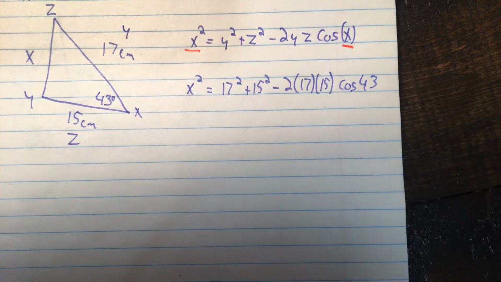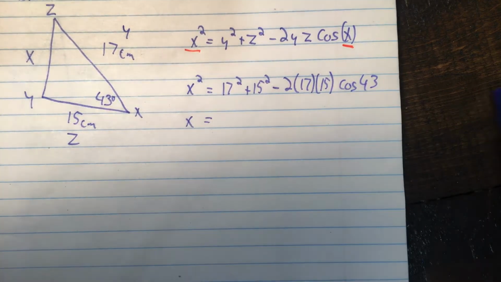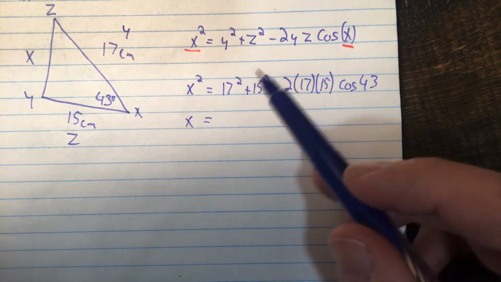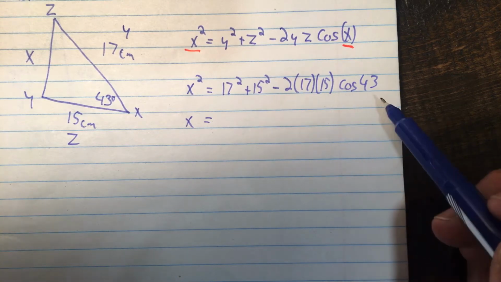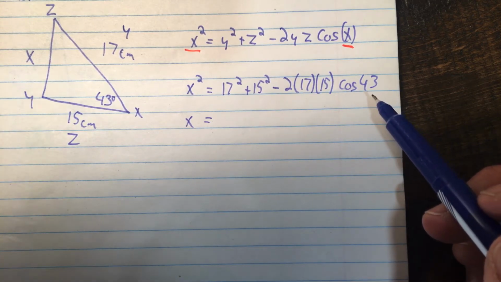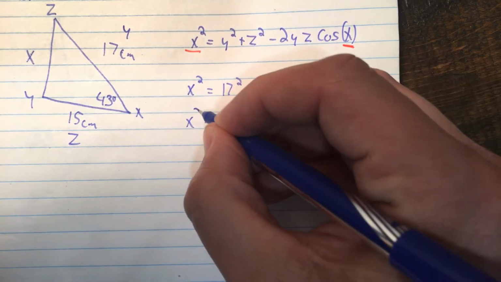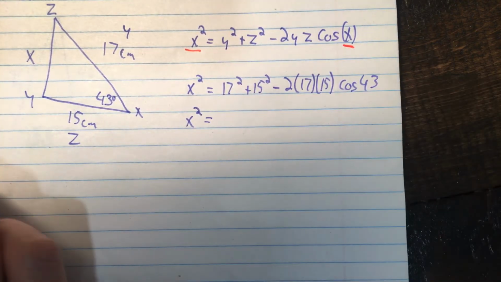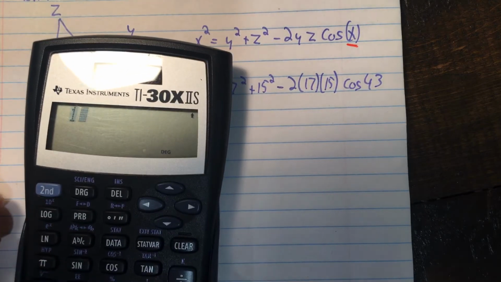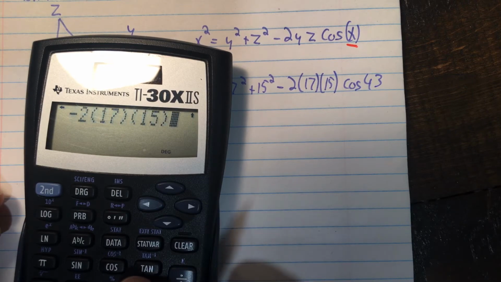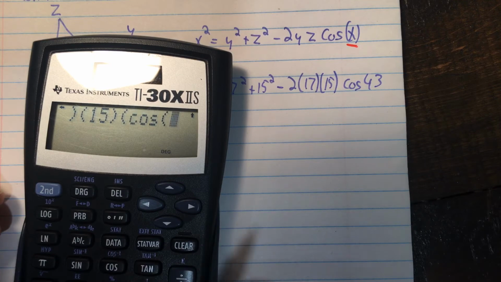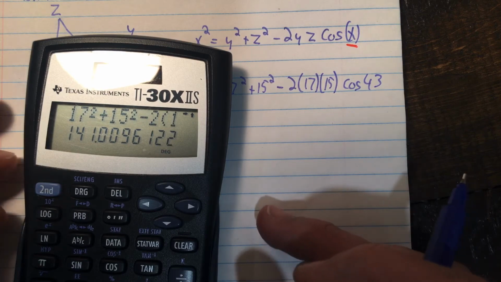So you can go through and separately calculate 17 squared, separately calculate 15 squared, do negative 2 times all of that times that. I'm going to do actually two calculations. I'm first going to find what x squared is and then square root it. So I have here 17 squared plus 15 squared minus 2 bracket 17 bracket bracket 15 bracket times cos 43, and I get 141.